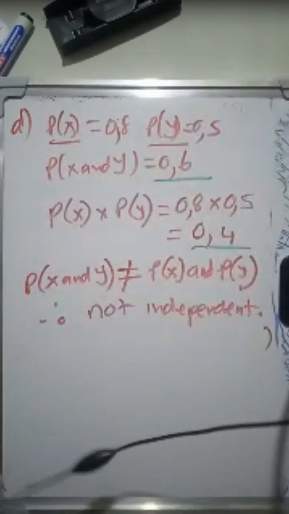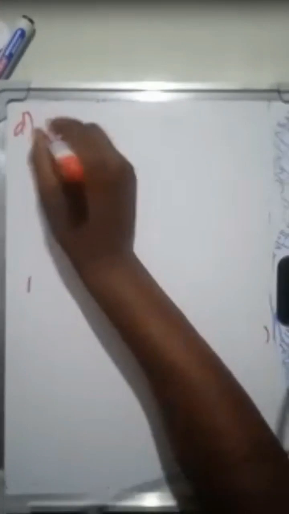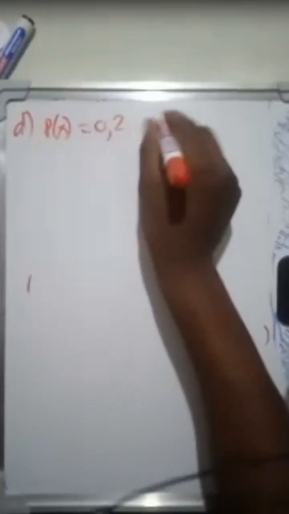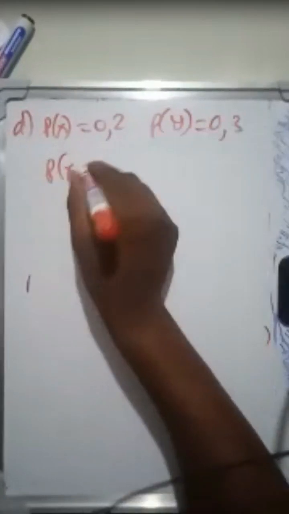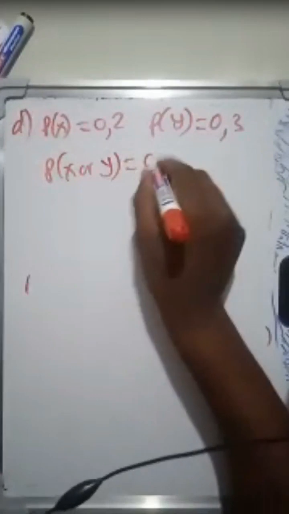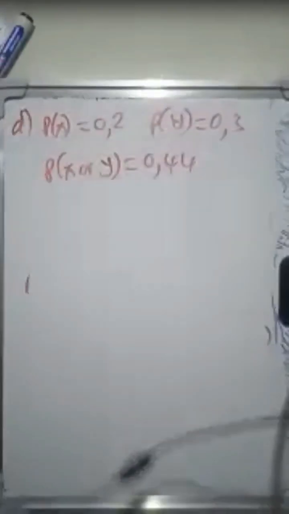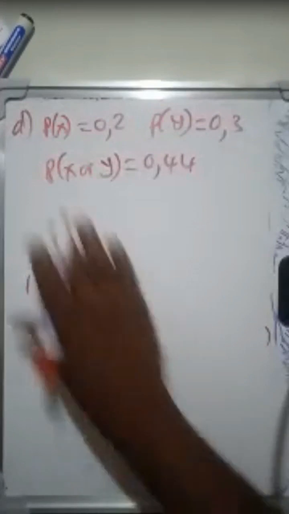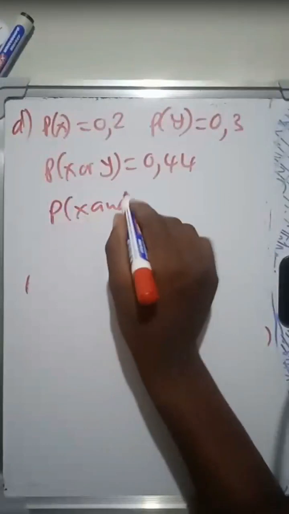The next one, number 2 on D, still on D. It says the probability of X is equal to 0.2, the probability of Y is equal to 0.3, the probability of X or Y is equal to 0.44. So they want us to check if they are independent or not. Okay, so here we have to calculate firstly the probability of X and Y.